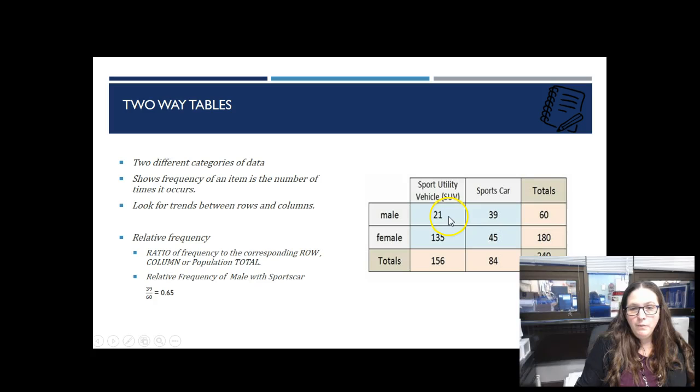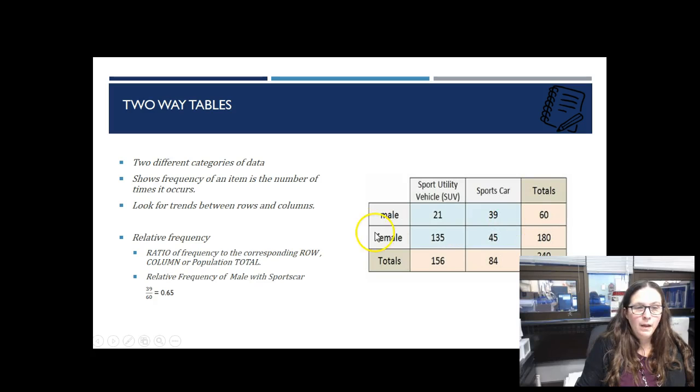So when we look at this, we can see that proportionally, there's a higher number of women or females who own sport utility vehicles than there are men. We can also see that when it comes to sports cars, that it appears that out of our 84 owners, the majority of the sports cars are owned by women instead of men, which is a little different than you might have expected.